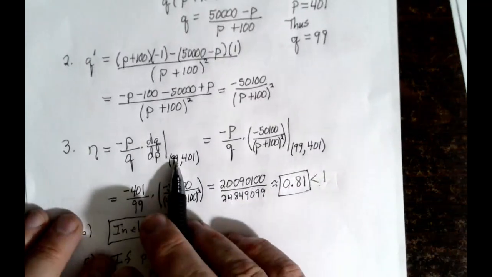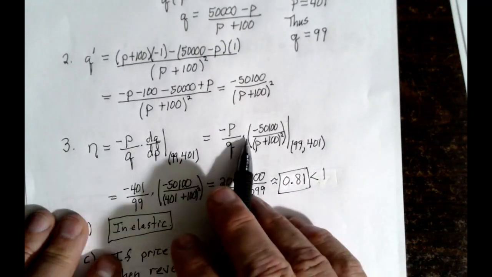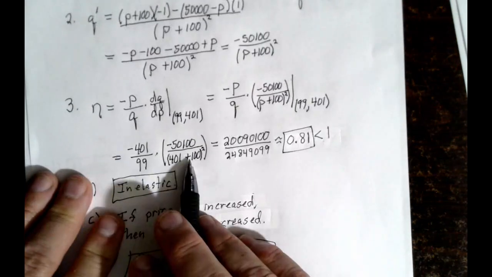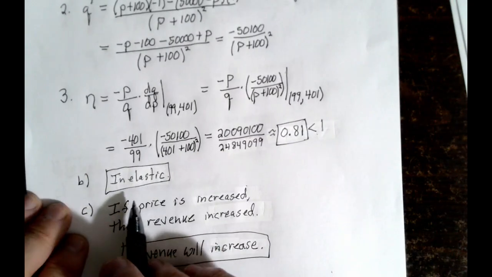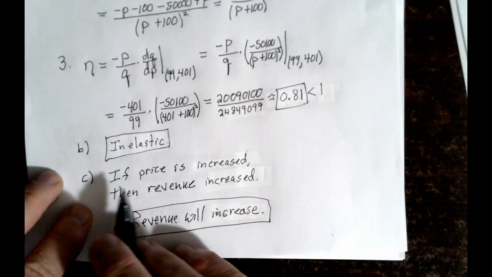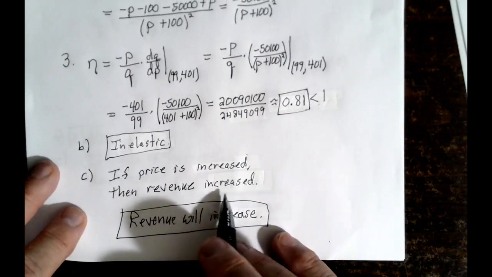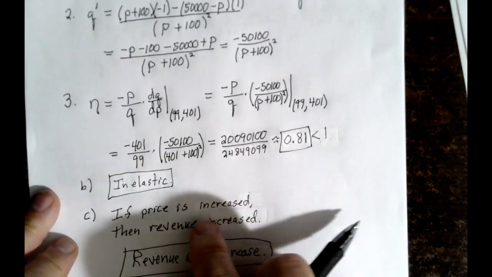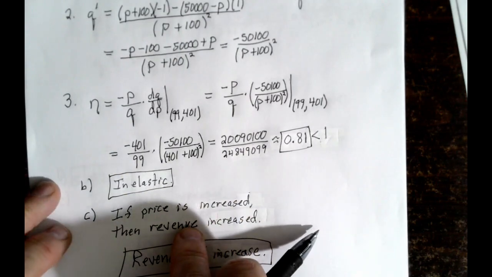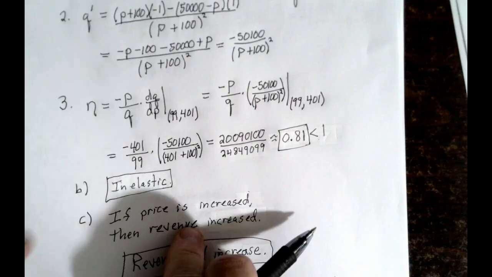So once you get Q and P, you plug them into this guy here and simplify, and you get a number less than 1, which means your demand is inelastic. If the price is increased, the revenue will increase. Revenue will increase. This is typically when there's an object that people are going to buy even if the price goes up.